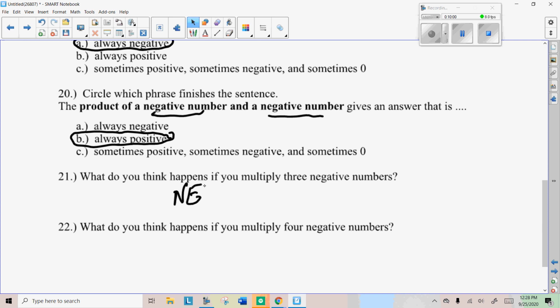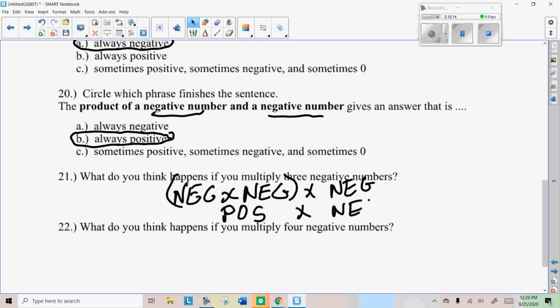Well, if we took a negative times a negative, that would be a positive, right? And if we multiply that by one more negative, we would have a positive times a negative, which would be a negative. So 3 negative numbers multiplied would equal a negative number.